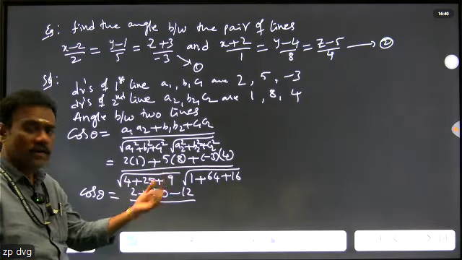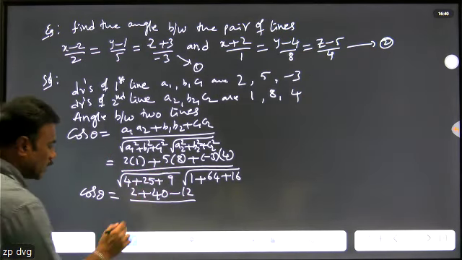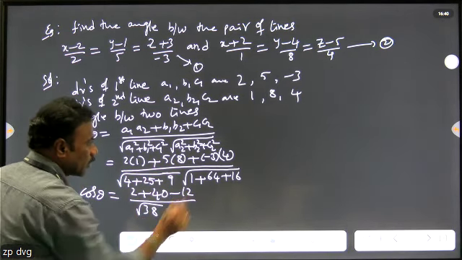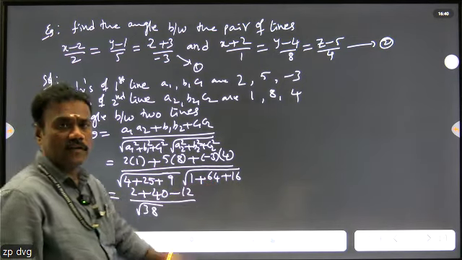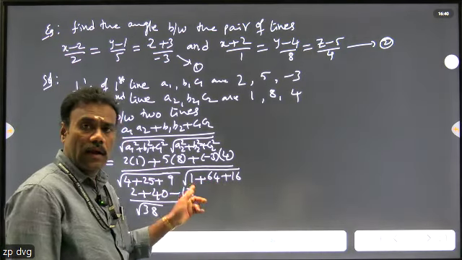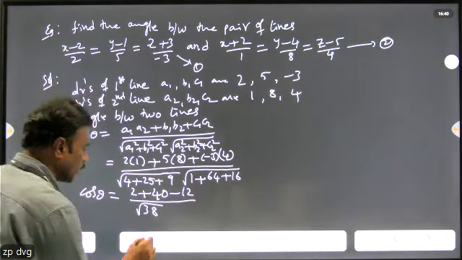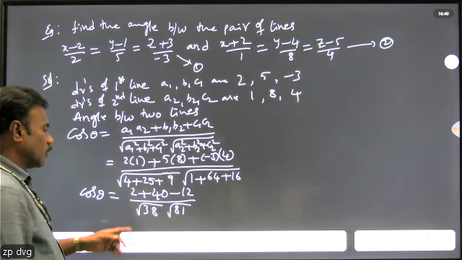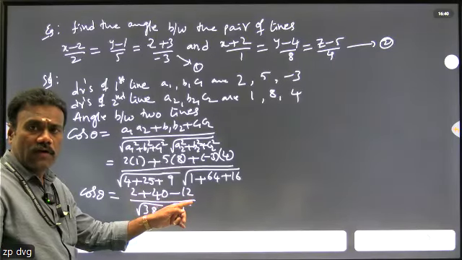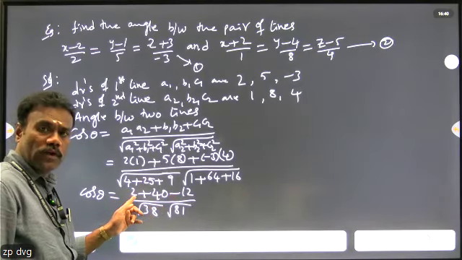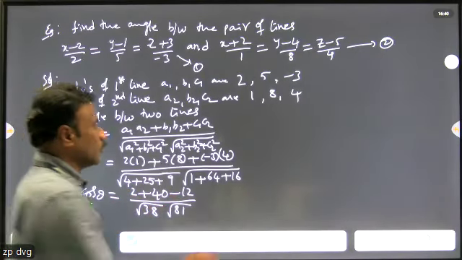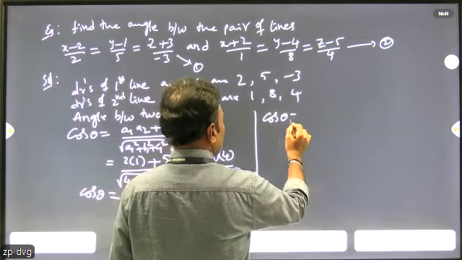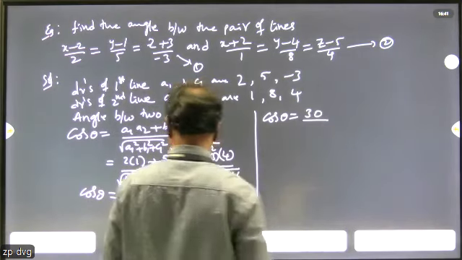This is 29 plus 9, so it is 38. So square root of 38, and here you will get 64 plus 16, which is 80, 80 plus 1 is 81, root 81 you will get here. Now 40 minus 12 is 28, 28 plus 2 is 30. So cos theta is equal to 30 by, what will you get?